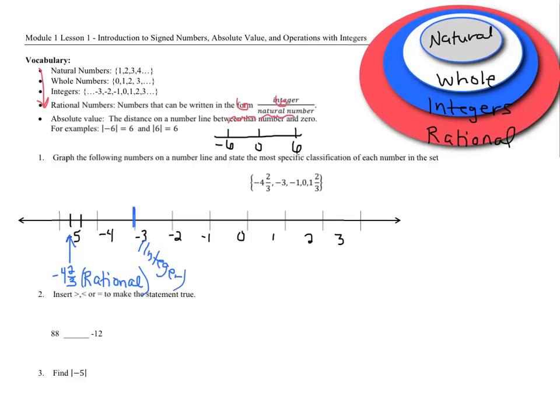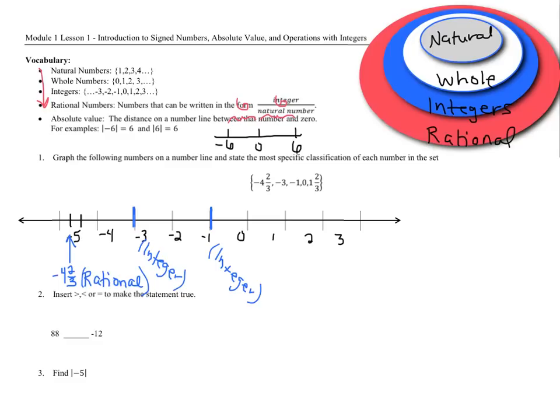Now for negative 1. Well, we do also have that already labeled on our number line. As far as its classification, it will be classified similarly to negative 3, as an integer. It cannot be further classified as a whole number.